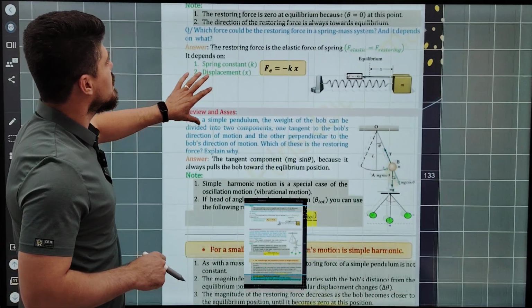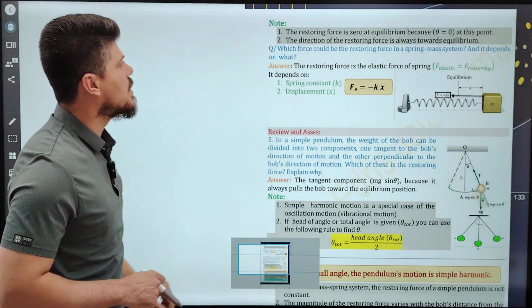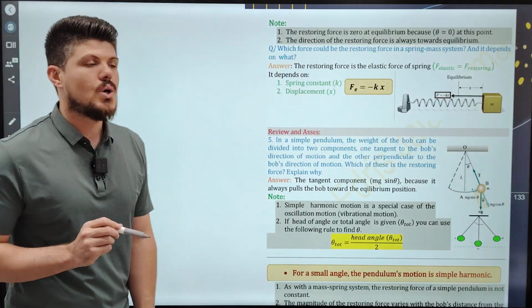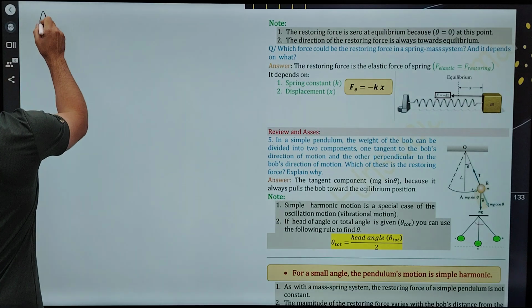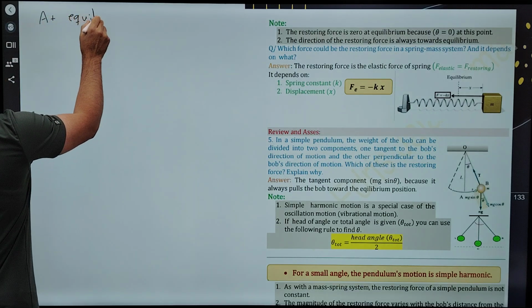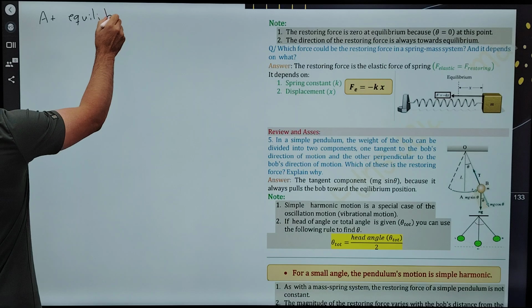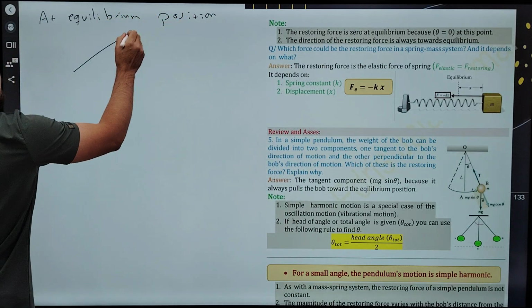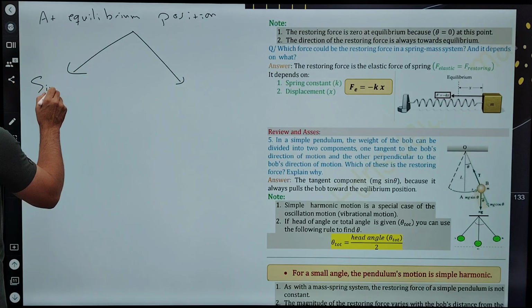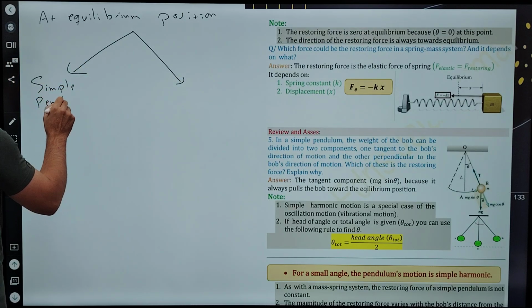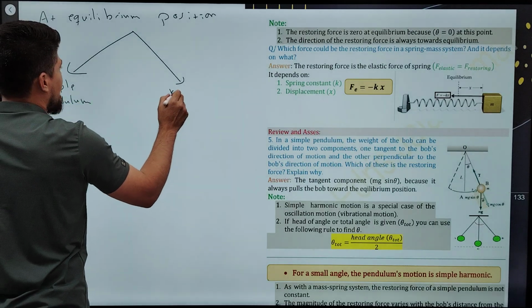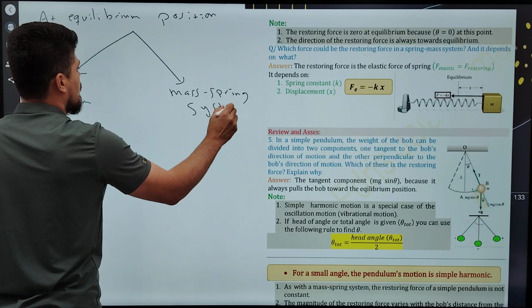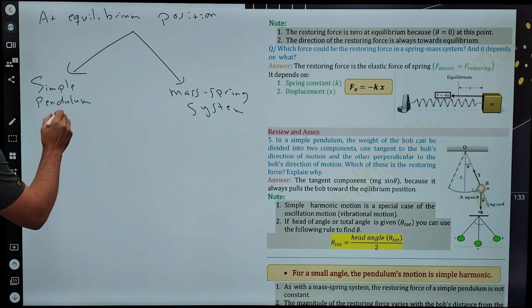Okay, the restoring force is zero at equilibrium. Why is the restoring force zero at equilibrium position? At equilibrium position, theta is zero. Okay, at equilibrium position, in both cases, simple pendulum or mass spring system, restoring force is zero.